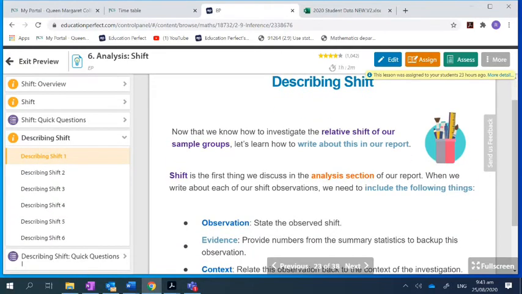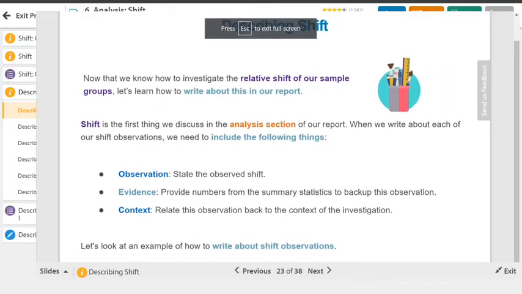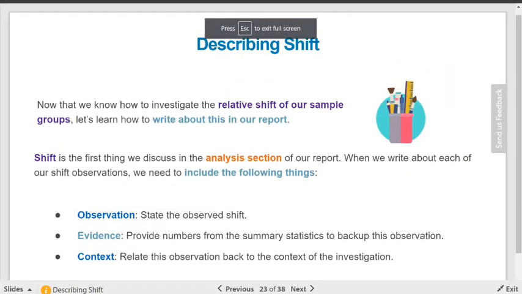So keep in mind what shift looks like and what the pieces are going to look like. Now that we know about shift, let's learn about how to write about it. It's always going to be the first part of your analysis section, so I want you to label it shift. And at the same time you talk about shift, you can talk about spread. Shift, spread, same kind of idea, but shift.